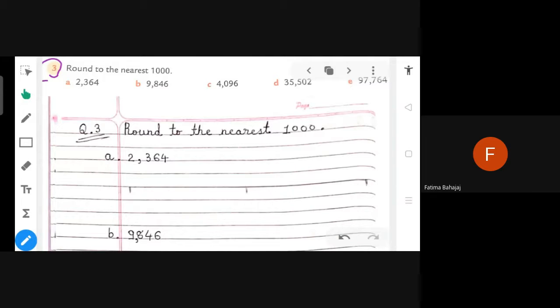So who knows the answer, just say your name: which number before it is a multiple of 1000, which has 000? Ma'am, Keshwani Fatima Zahra. Okay. In the nearest 1000, the digits 3, 6 and 4, we have to not count them. We have to put in their place 0, 0, 0, which means 2000.